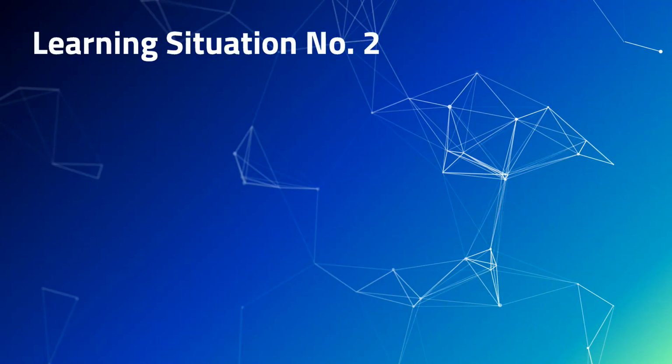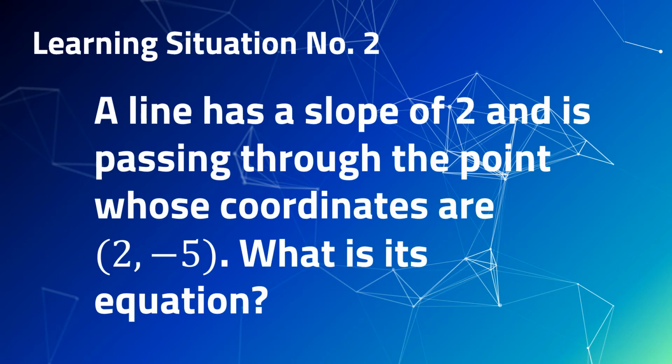The first problem that we encountered is finding the equation of a line given two points. What will be the process if the given are a slope and a point? Let's have this problem: a line has a slope of 2 and is passing through the point whose coordinates are (2, -5). What is its equation? The problem here is that we are going to find the equation of a line given the slope and a point.